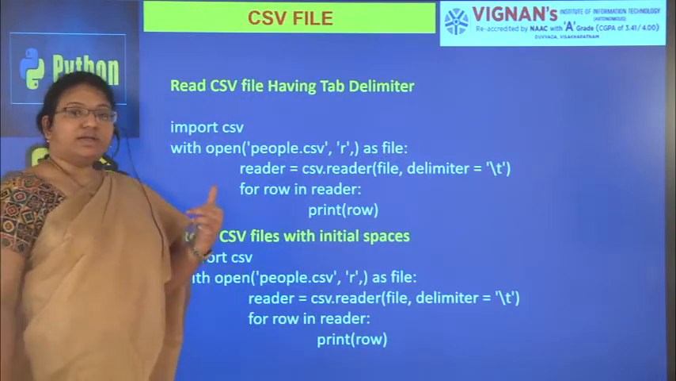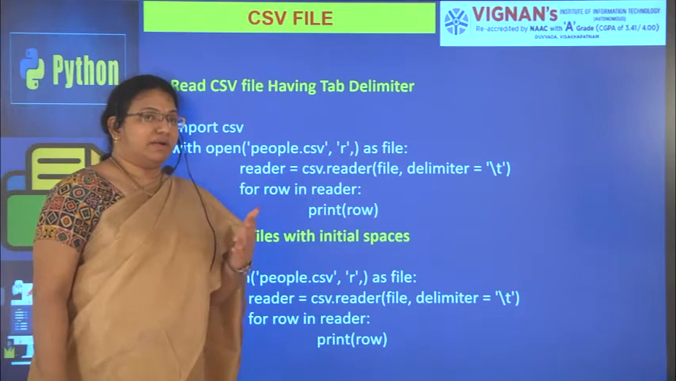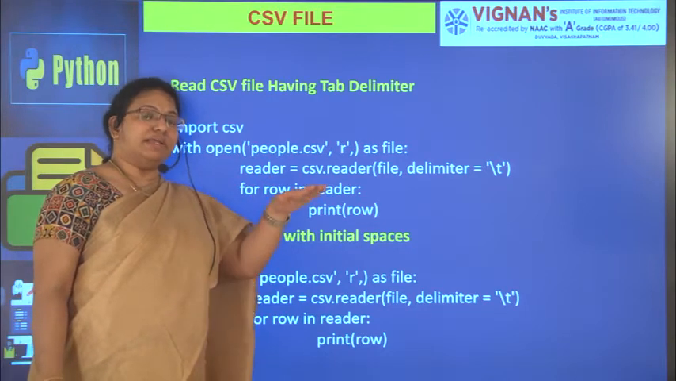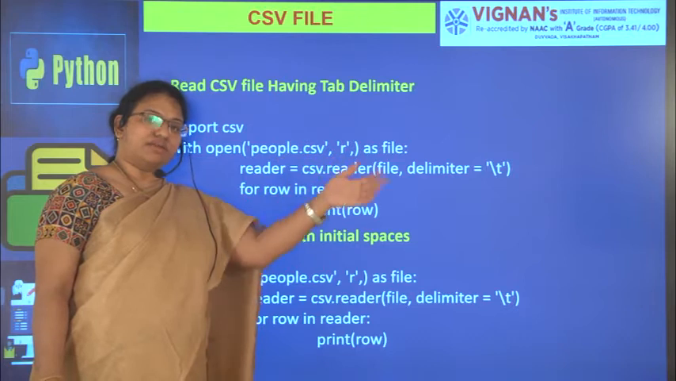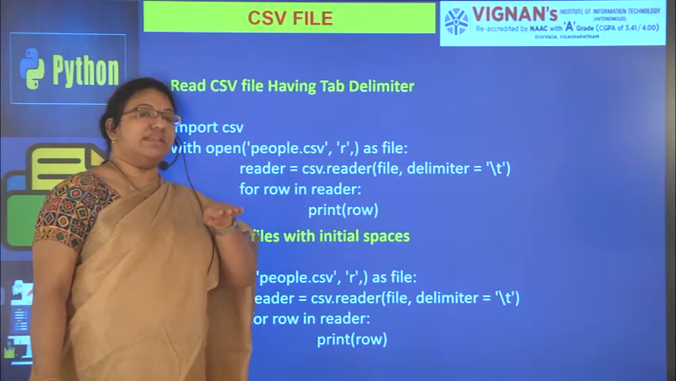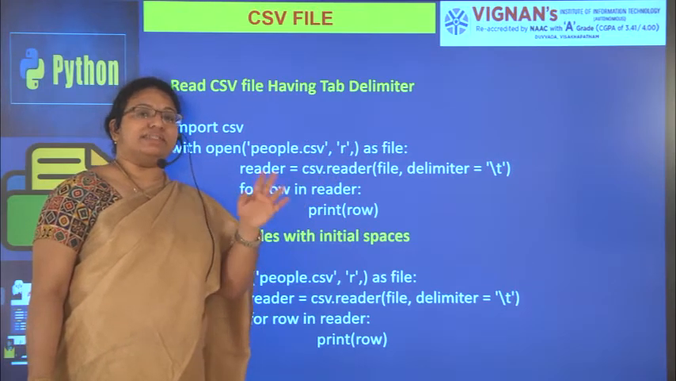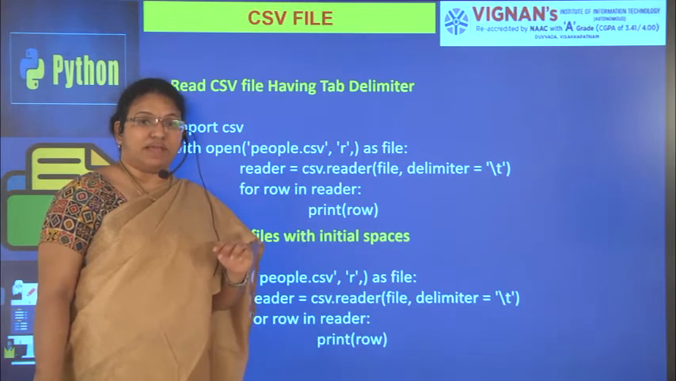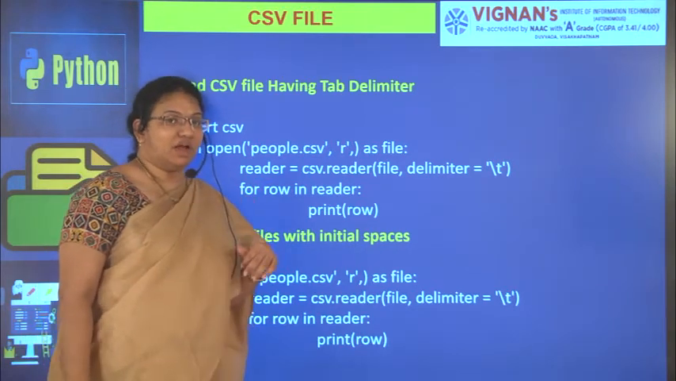So already I told you that you may have any kind of delimiters, not only the separator. You will be having delimiters like \t or comma or something, right? Now I want to read the CSV file with the delimiter \t, that means tab space I am having as delimiter. Now we'll see how to do this.